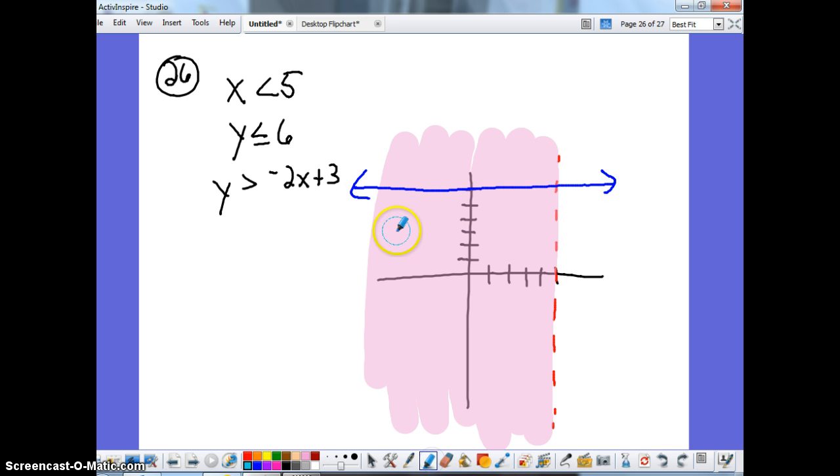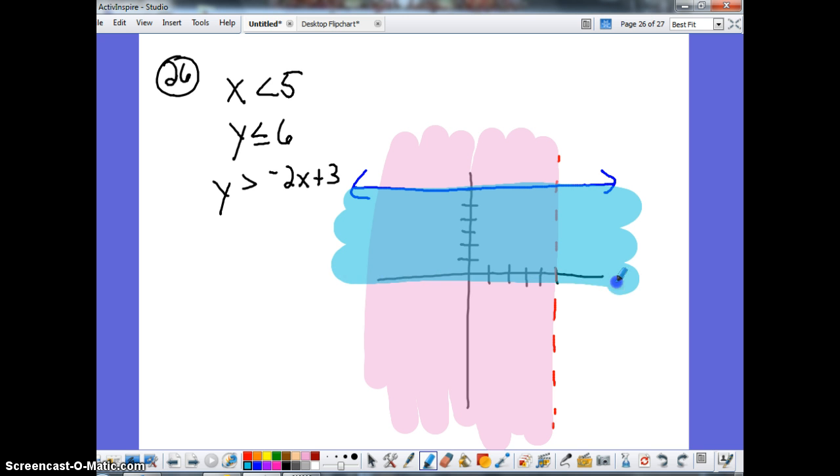Less than means everything below. That's going to be everything down here. There's just going to be everything below. I'm ignoring the red one. I'm ignoring my x and y axis. And just keep going.